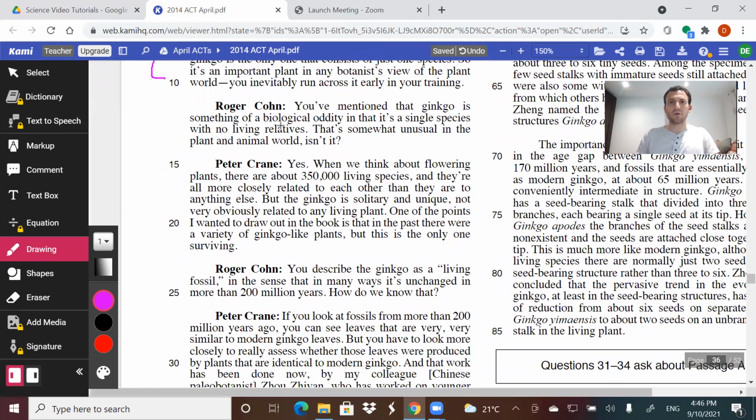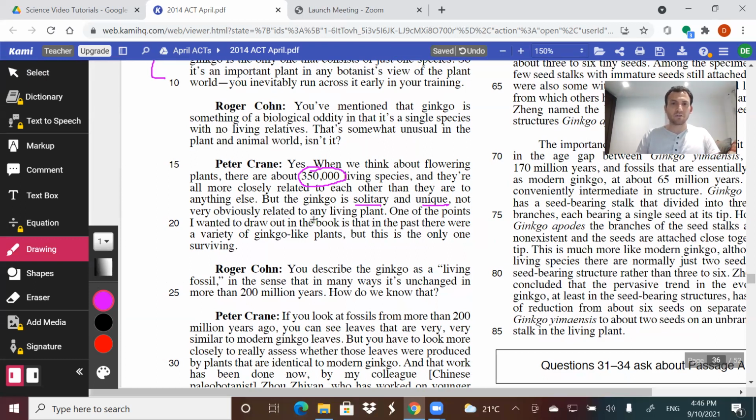You've mentioned that ginkgo is something of a biological oddity, in that it's a single species with no living relatives. That's somewhat unusual in the plant and animal world, isn't it? Yes, Peter Crane says. When we think about flowering plants, there are about 350,000 living species, and they're all more closely related to each other than they are to anything else. But the ginkgo is solitary and unique. By the way, I tend to circle numbers and proper nouns just so I can locate them easily.